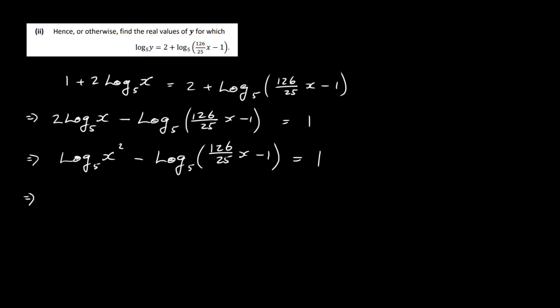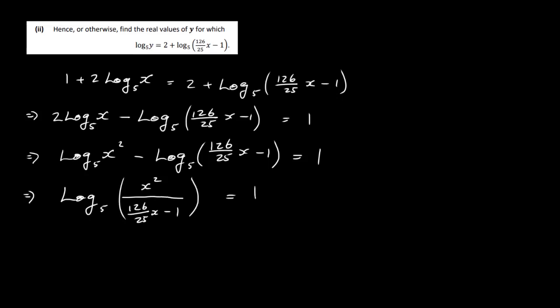Okay, so you can see here we have 2 logs subtracted, so what we do is divide the first one by the second one, and we'll end up with log to the base 5 of x squared divided by 126 over 25x minus 1. So we're getting the log of all of this to the base 5, and that's equal to 1.